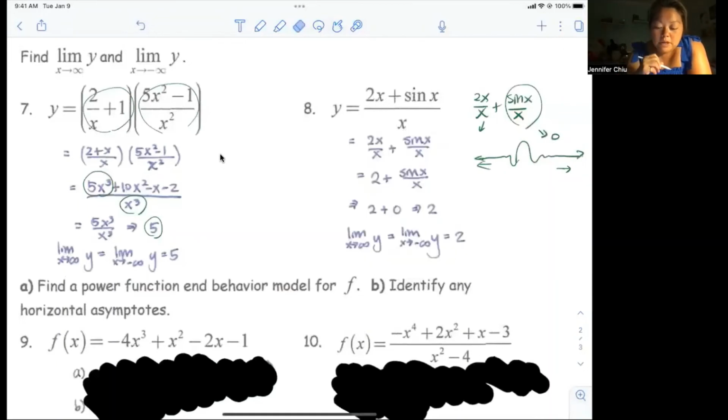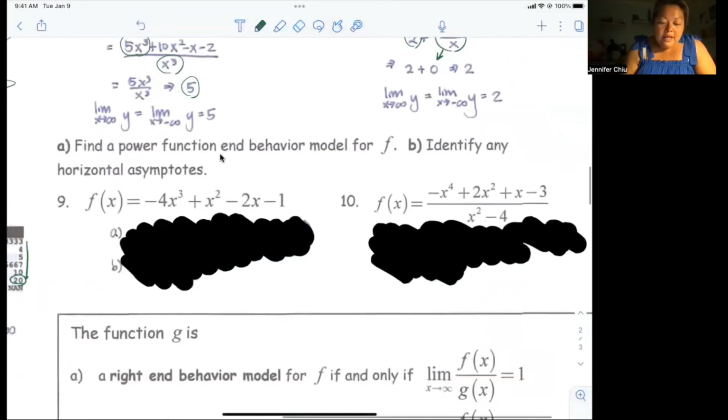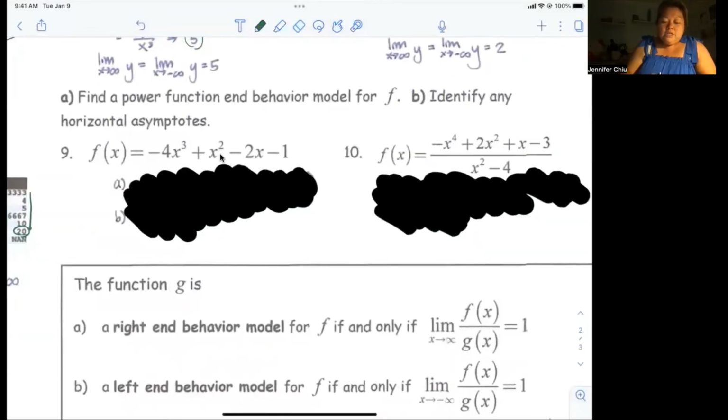So this is my algebra here. I solve this out, clean it up, and you will see that the limit approaches 0. This reduces out to 2. So the horizontal asymptote or the end behavior of this particular function is going to be a positive 2. Okay. All right. Next, find a power function end behavior model for f, which just means find the highest degree function here, and that's going to be your end behavior.